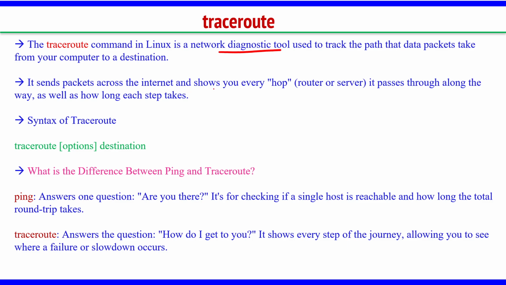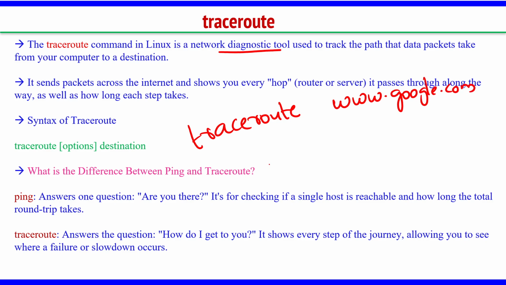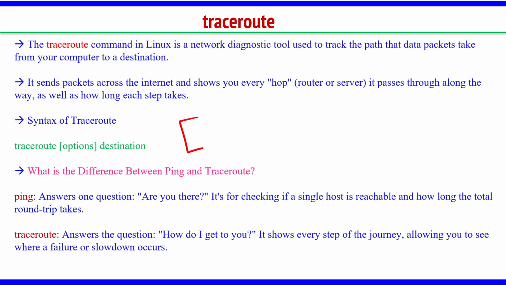So if I give traceroute, let's say www.google.com, from my system, it will, because I think in networking you understand, if this is my machine, I am connected, there is one router here, through which I am transferring the data to my machine.